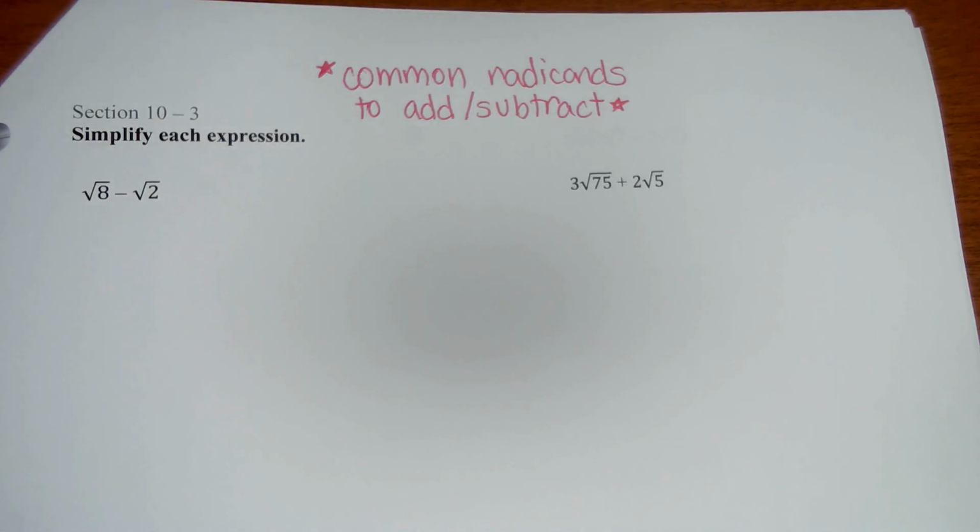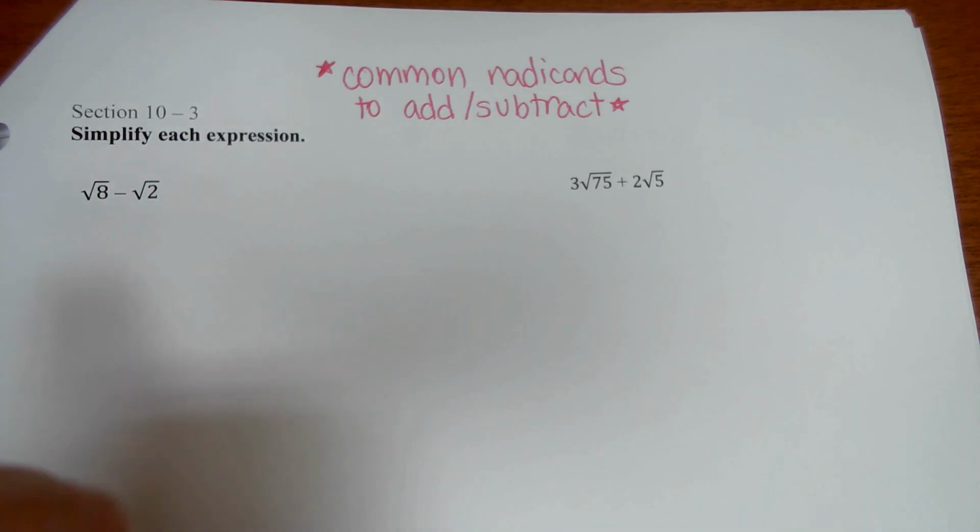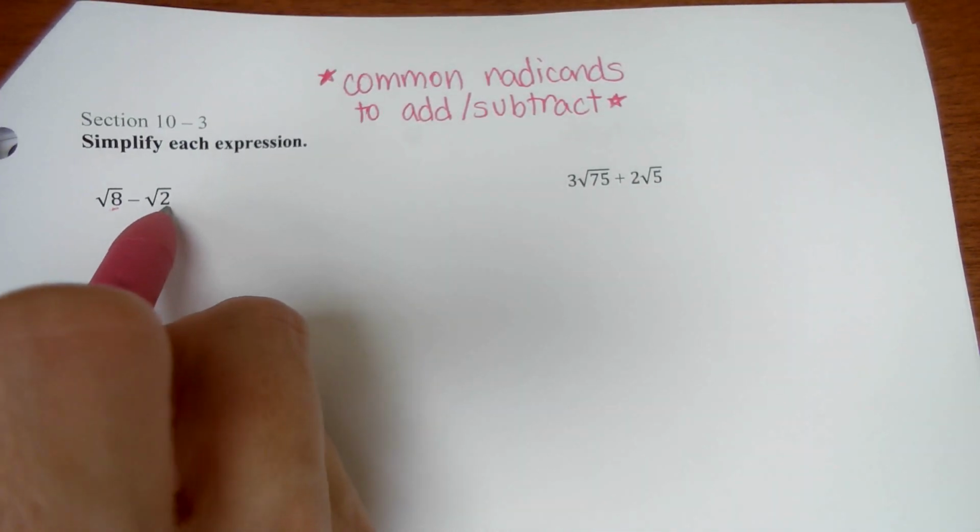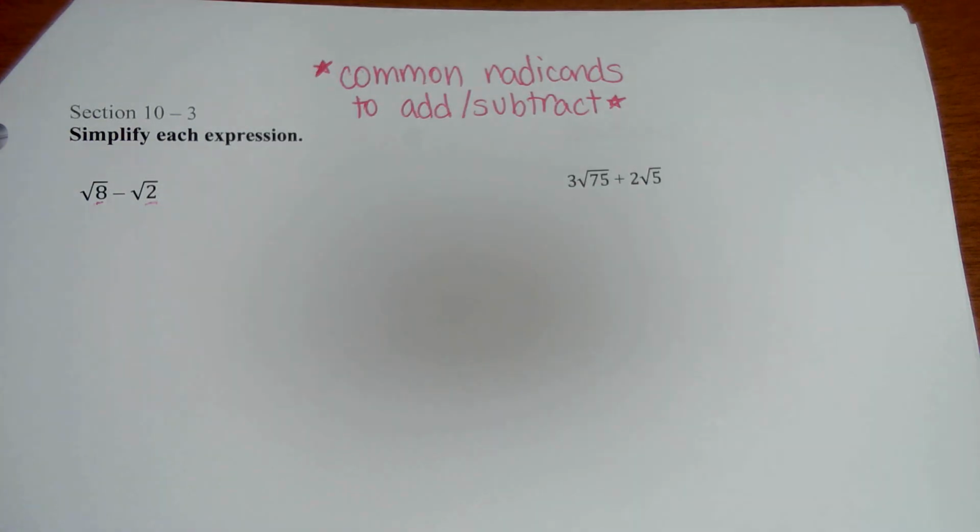So let's look at the first one. The first one is the square root of 8 minus the square root of 2. Right now I can't do anything as they are because they don't have common radicands, with the radicand being the number inside. So we're going to have to break these down and build them back up to make them have the same radicand. That way we can perform the operation.